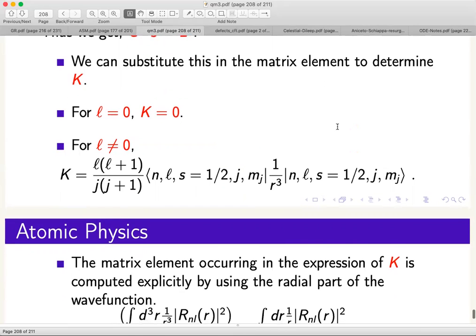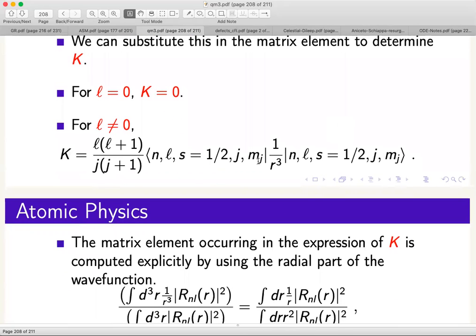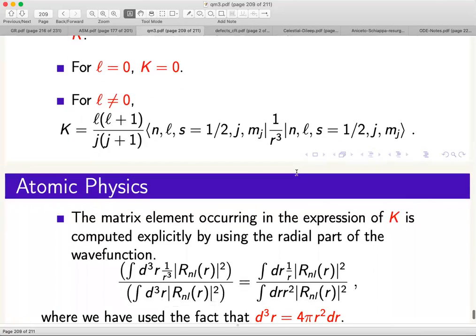Fine. So now to determine this matrix element, we really have to just compute this quantity. So to do that, let's go back to the radial wave functions of the Schrodinger problem, and compute this expectation value of 1 over R cube in these states.